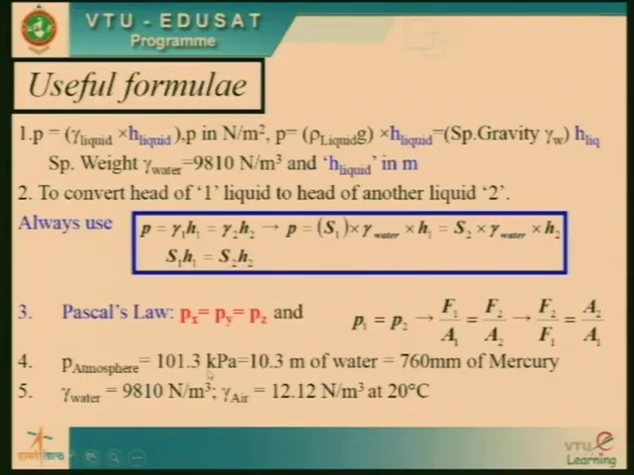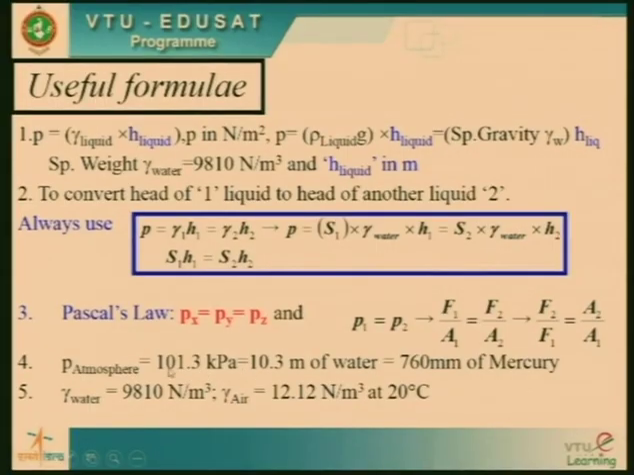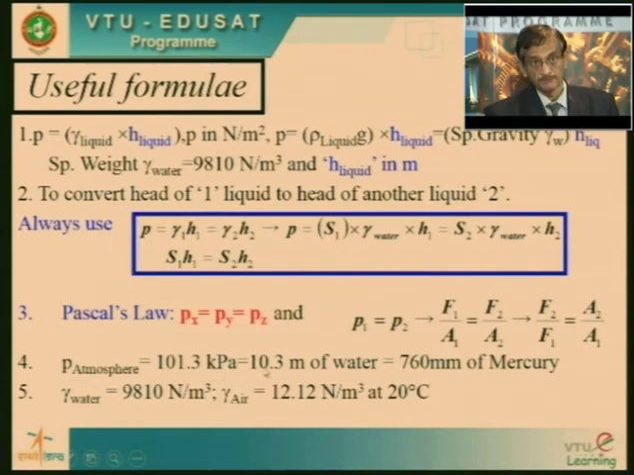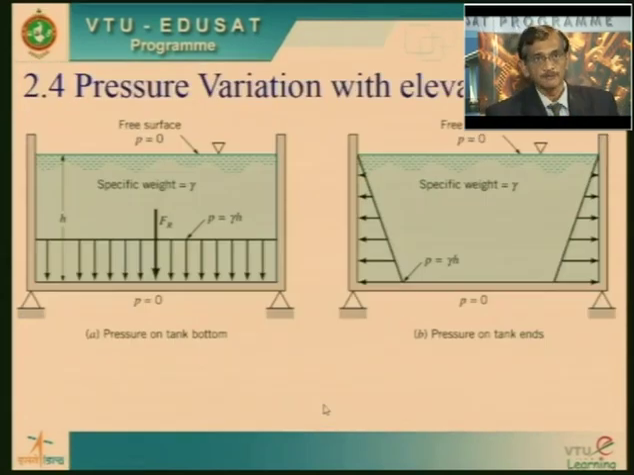You can see I have mentioned in number 4, P atmosphere is 101.3 kilopascal or 101.3 into 1000. It is also equal to 10.3 meters of water column. It is also equal to 760 mm of mercury measured by a barometer. Okay, it is at sea level. Now gamma of the air also I have mentioned, 12.12. So based on this basic concept, we are going to march towards the problem.